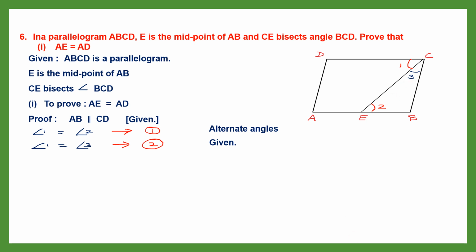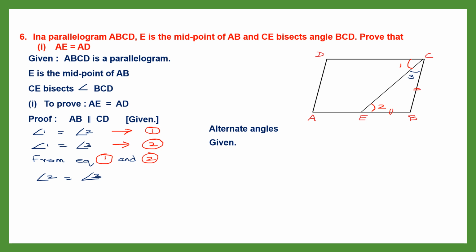So let's write that from equations 1 and 2. We can say that angle 2 is equal to angle 3. So now these two angles are equal. So if these two angles are equal, the sides opposite those two angles will be equal. So this is one side, this is one side. These two sides will be equal. So this is equal to this. These two sides are now equal.